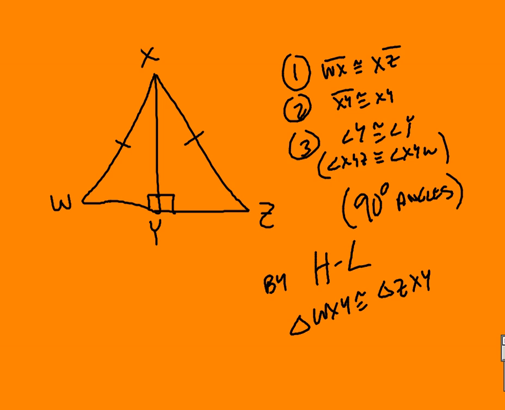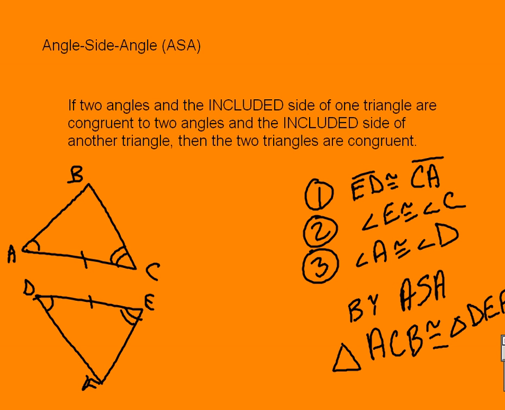Our second shortcut we learned is ASA, which is two angles now and an included side. The side has to be in between, so in this case, by angle side angle. So look at another example here.